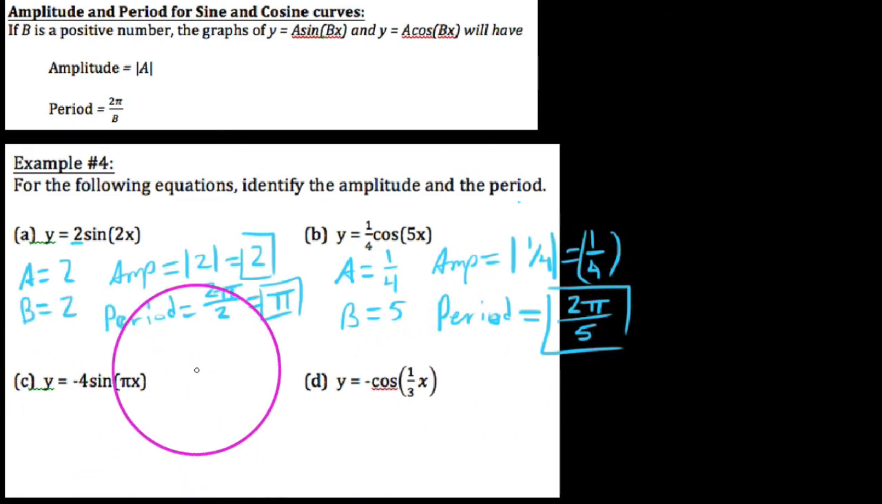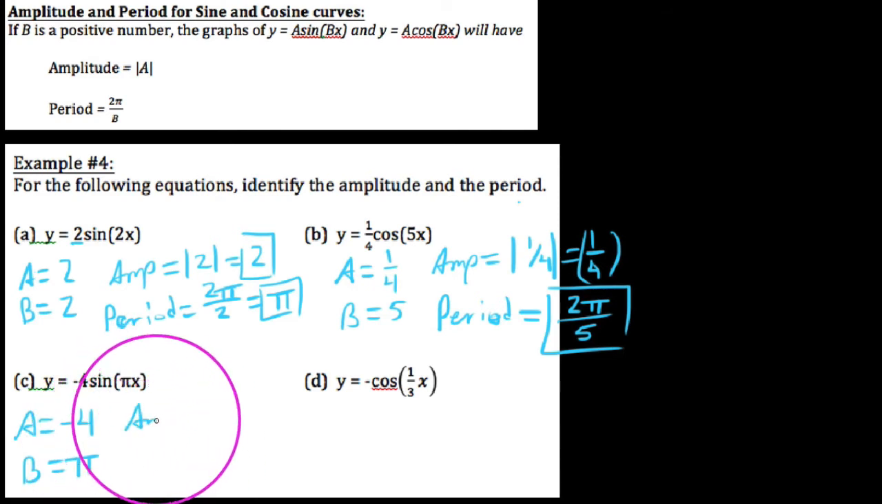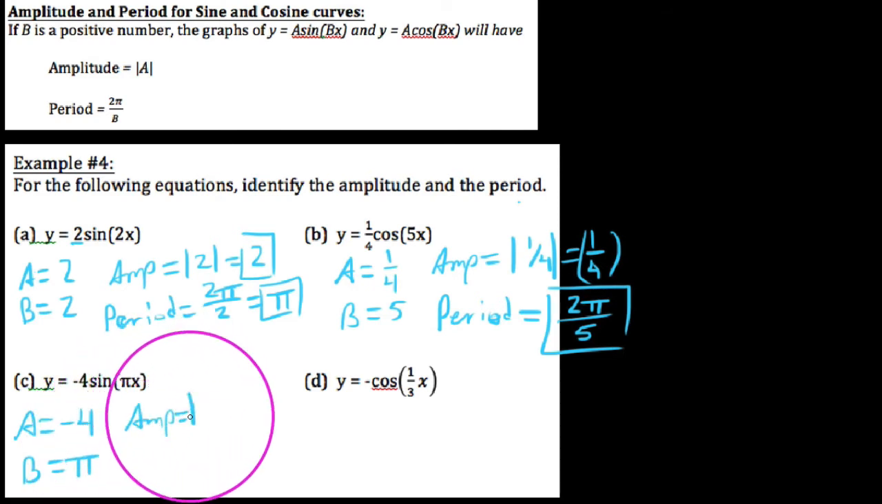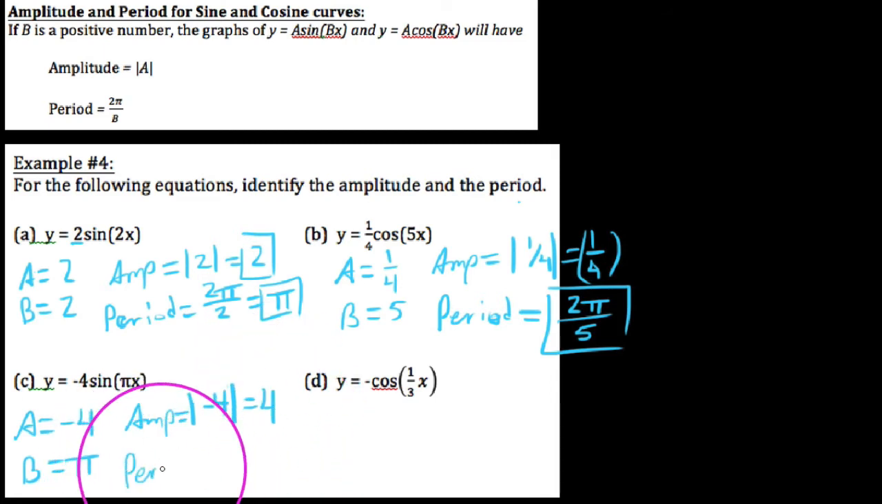Coming down here to sine, we see that we get some negative a values for the first time, but in this instance, the a value is -4. The b value here looks to be pi. To identify the amplitude, we say the amplitude is the absolute value of 4, which is 4. Recall that amplitude is always positive. The period of this graph would be the normal period of sine, which is 2 pi to complete one cycle. We'll split that up by b. So 2 pi over pi. This graph would actually have a period of 2.